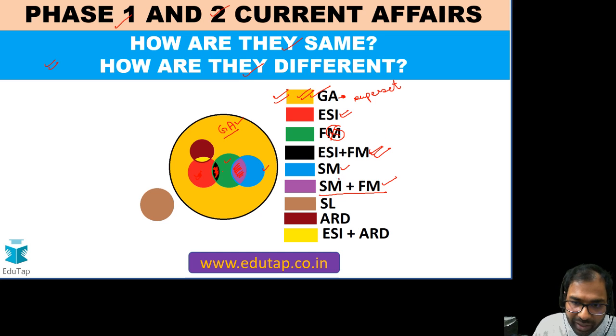So there is an overlap in the current affairs of security market as well as finance and management. Fine, this is very important. So this is that overlap. Then coming to security law.